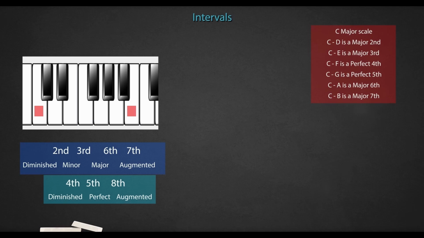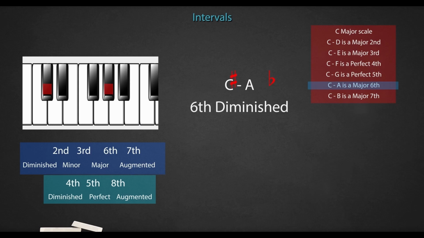Let's look at a few examples. C A is a major sixth. It's the first and sixth notes of the scale. C A flat is a minor sixth, a semitone smaller than the previous one. C sharp A flat is a diminished sixth, while C A sharp is an augmented sixth. All of this can be found by a simple comparison of the requested interval with an interval that we already know.